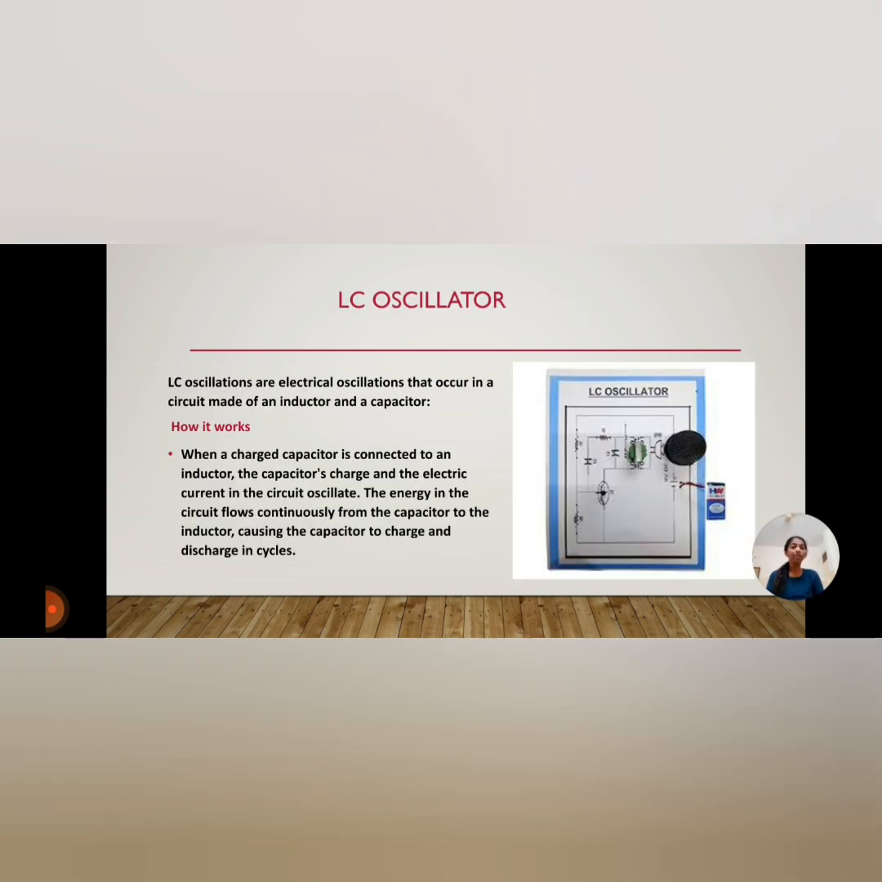LC oscillators. LC oscillations are electrical oscillations that occur in a circuit made of an inductor and a capacitor. How it works? LC oscillators work only when a charged capacitor is connected to an inductor. The capacitor charge and the electric current in the circuit oscillate. The energy in the circuit flows continuously from the capacitor to the inductor, then causing the capacitor to charge and discharge in a cycle. You can see the diagram, that is the circuit is visible.